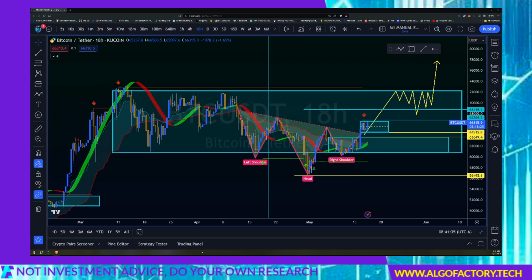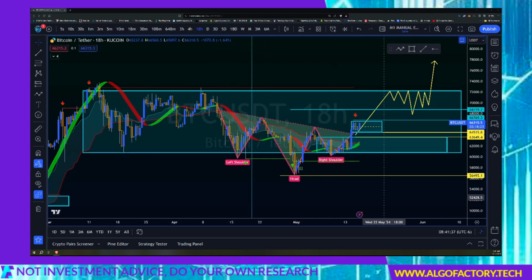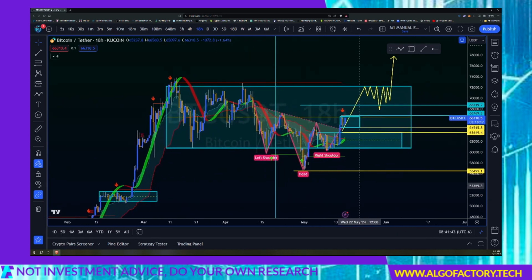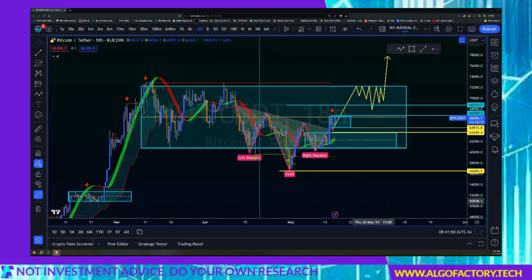Okay, so let's go ahead and start with Bitcoin. This was a chart that I put together a few days ago. This is the daily chart, price going back to March. This is the common look that we get at the beginning of each of these shows. So you should be pretty used to seeing this if you are watching the Algo Factory shows every day.